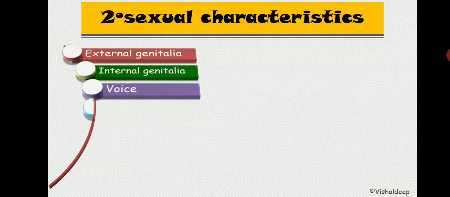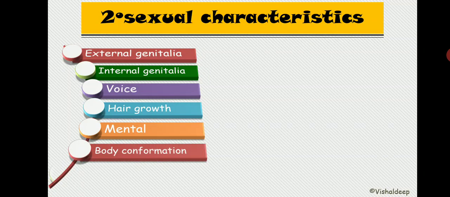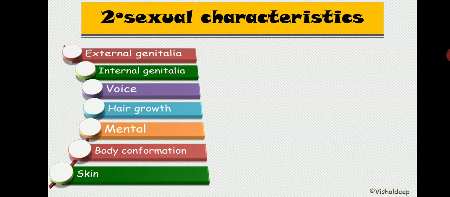Then changes in the voice, changes in the hair growth, then some changes that take place at the mental level, then changes in the body configuration, and finally changes that take place in the skin. So let's see one by one. External genitalia. As far as the external genitalia is concerned, you have to remember two things. One is penis, another one is scrotum.